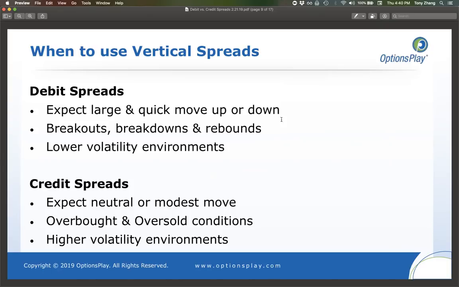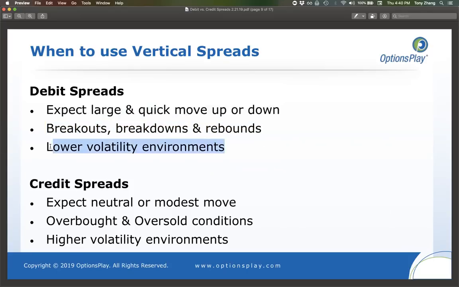However, with respect to debit spreads, you really need to use them when you expect a large or quick move in one direction or another. This is the only time you should be using debit spreads, only when you expect a large and quick move. So traditionally, what you would be looking for, for those of you that use charts, is perhaps breakouts, breakdowns, or perhaps a rebound off of a support or resistance level. This is really where you're going to be able to get that quick and fast move that's going to allow you to take advantage of a debit spread.